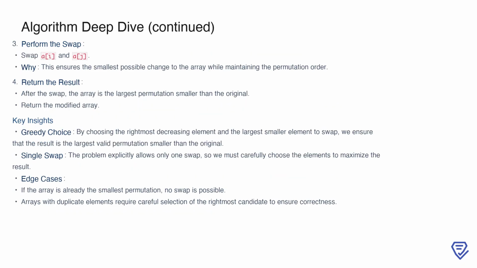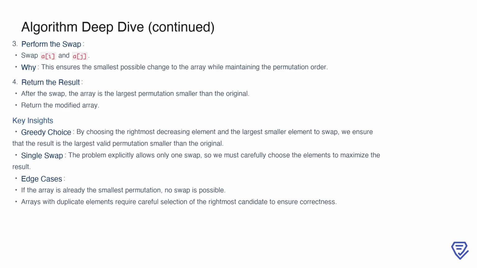Once we have identified the index i, the next step is to find the largest element to the right of i that is smaller than A[i]. This requires traversing the array from i plus 1 to the end and locating the largest possible value, j, where A[j] is still less than A[i]. This step is key because swapping i with the largest smaller element ensures that the resulting array is as large as possible while still being smaller than the original. If there are multiple candidates for j that satisfy the condition, we choose the rightmost one. This choice guarantees that the resulting permutation is the largest valid option with just one swap.